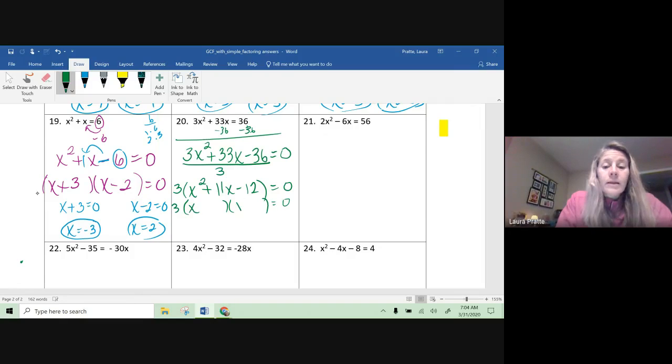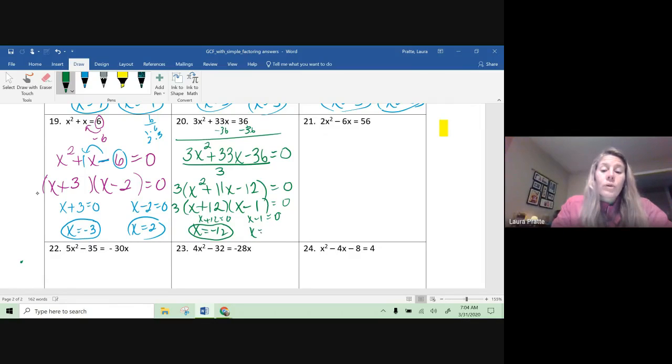So we have x and x, the numbers that multiply to get 12, the factors of 12 that subtract to get 11 are 12 and 1, because positive 12 minus 1 would give us that 11. And then our two solutions here, if we do x plus 12 equals 0 and x minus 1 equals 0, well, negative 12 plus 12 equals 0, and 1 minus 1 equals 0. So those are our two solutions there.